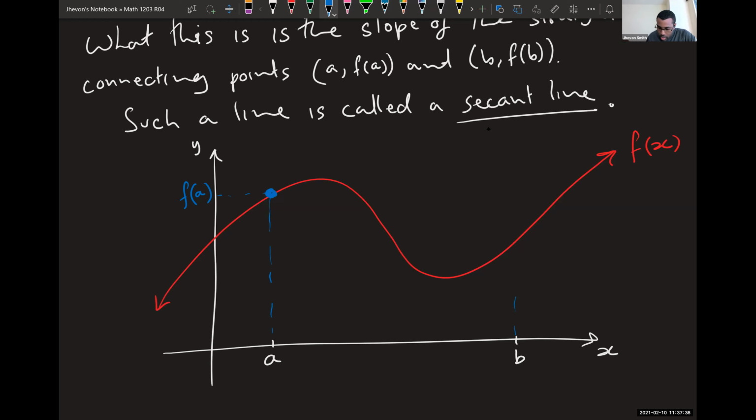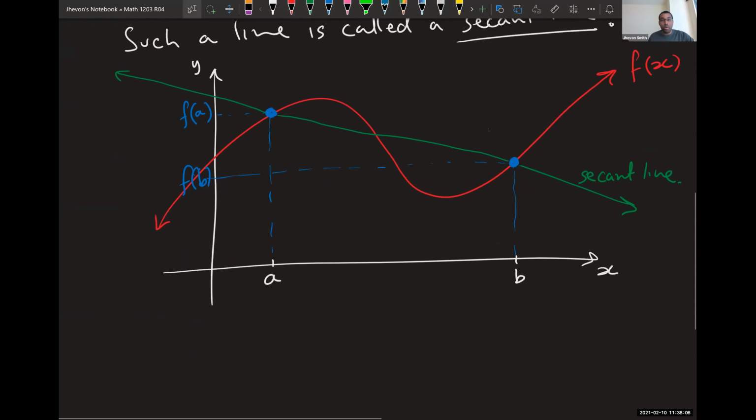And then, of course, that's the point on the function there. That is your f of B. And essentially what we do is we connect it with a straight line. This is called the secant line. Okay. And now the slope of that line is going to be what the average rate of change is defined to be. So how do we get that?